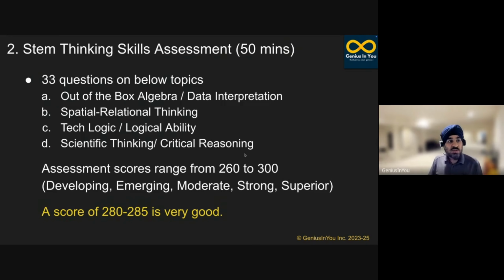Right, so the 33 questions on the test are out of these 4 topics. Every year, there is some topic which is a little heavier in terms of number of questions than others. For example, in 2025, last year, a lot of questions were on critical reasoning, very few questions on spatial relational thinking, right? So it doesn't mean that they will be in the same proportion.